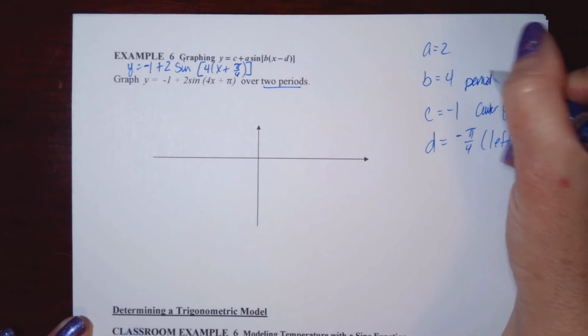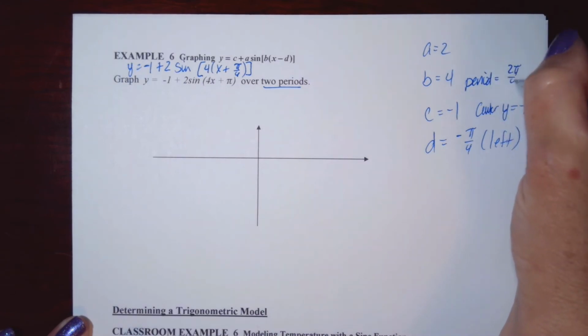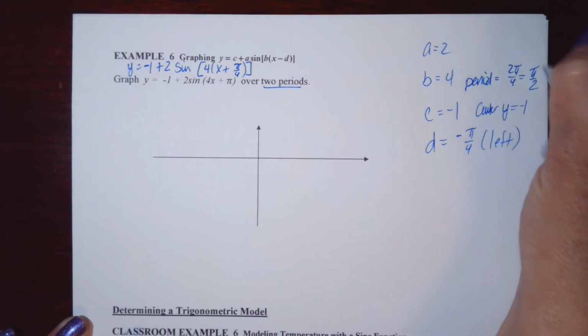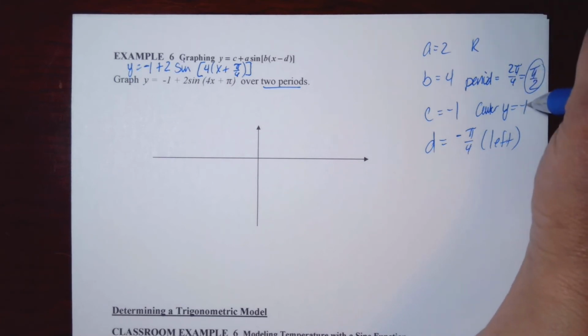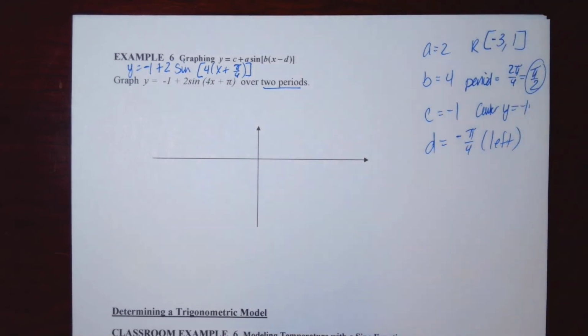My period is 2 pi fourths, which is pi half. My amplitude is going to go up and down from center. Center's at -1. Up 2 from that, down 2 from that. So down 2 from -1 is -3. Up 2 is +1.